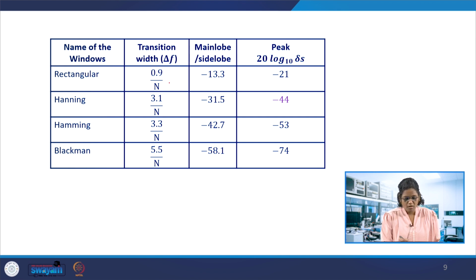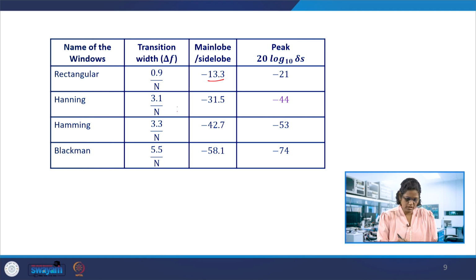If you remember, just recall the expression we got for the main lobe width. From this, the transition width is obtained here, which is decided from the main lobe width of the window function. So here, main lobe to side lobe for rectangular is giving minus 13.3 dB. This is from that table.